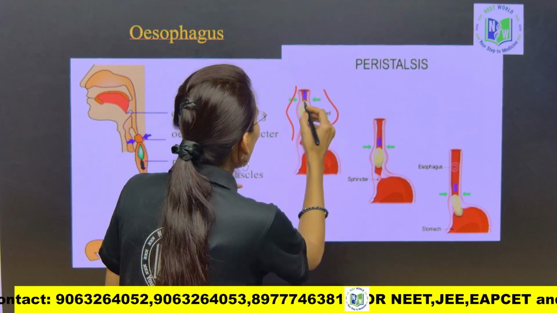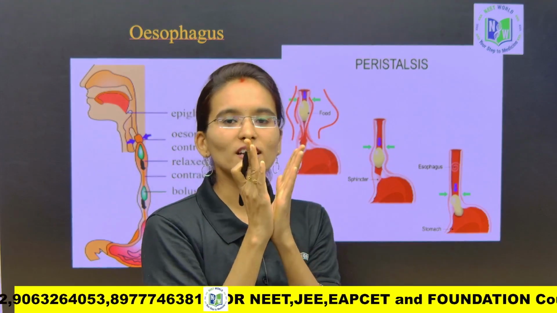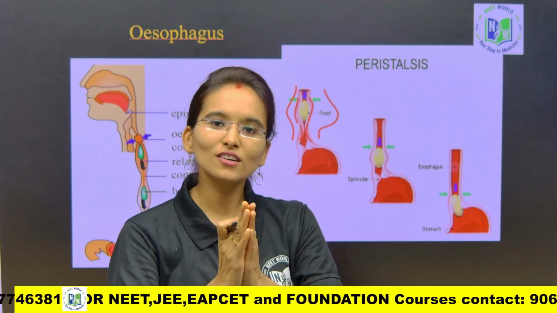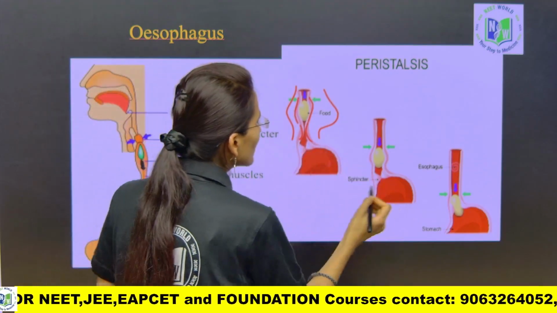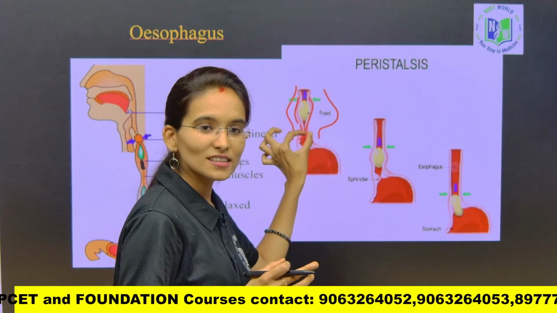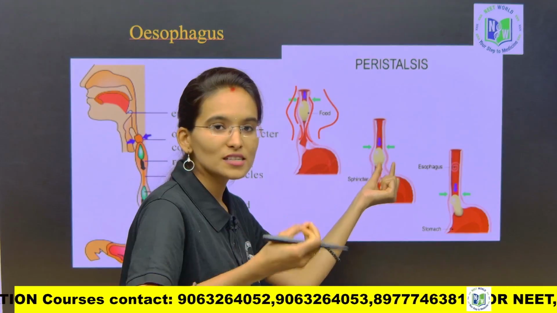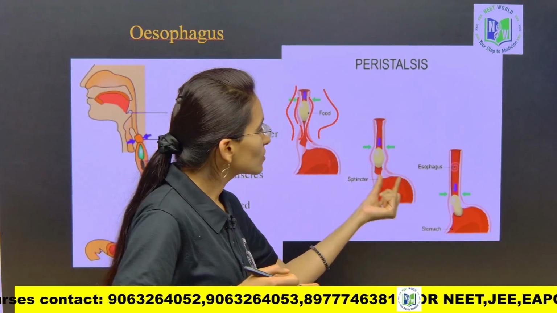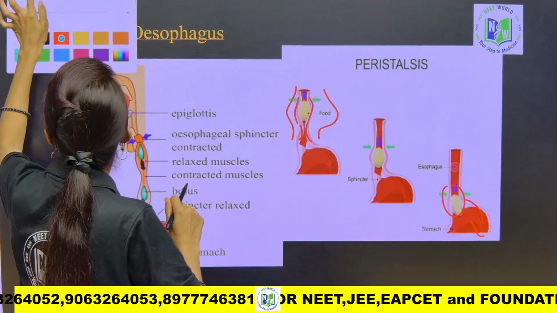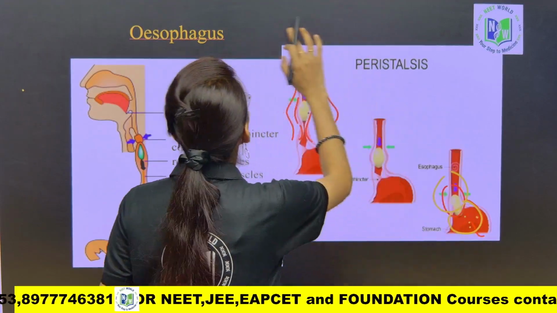After the relaxation, again in the next step it is going to contract. Relaxation, contraction, relaxation, contraction, relaxation and contraction. Next, the final step. Here it has been relaxed, next again contracted. Next, when it got relaxed again, the food is going to be transported. Then the food is going to move. So finally the food is going to enter the stomach, my dear students.